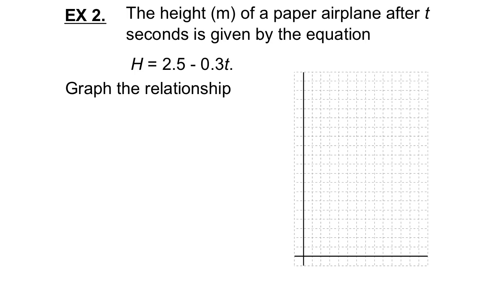So we're going to follow the same steps as the previous example. We're going to figure out which of our variables is the independent, which of the variables is the dependent, make a proper scale on both axes, find the initial value, and use the rate of change to plot other points on the graph. So you should try it on your own after you pause the video, and then I'll show you my solution.